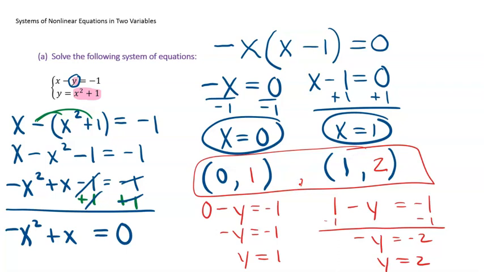How do I check them? I take both of them separately and plug them into both equations. So 0 minus 1 is negative 1. That's correct. And then 1 is equal to 0 squared plus 1. That's correct. Check this one. Now I'm going to go 1, 2. So 1 for x minus 2 for y is negative 1. That checks out. And then 2 is equal to 1 squared plus 1. That is true too. So I have checked both of these.